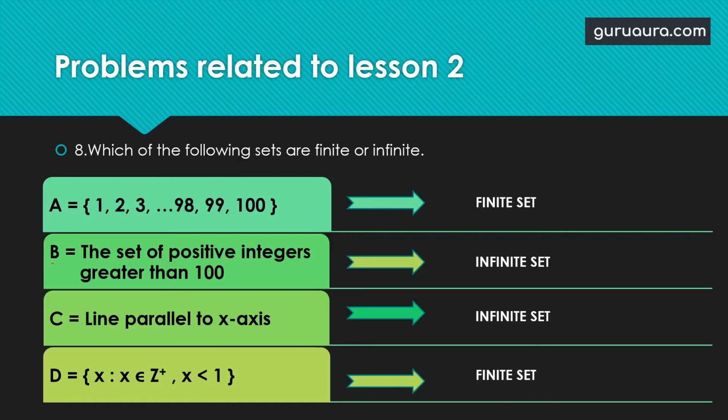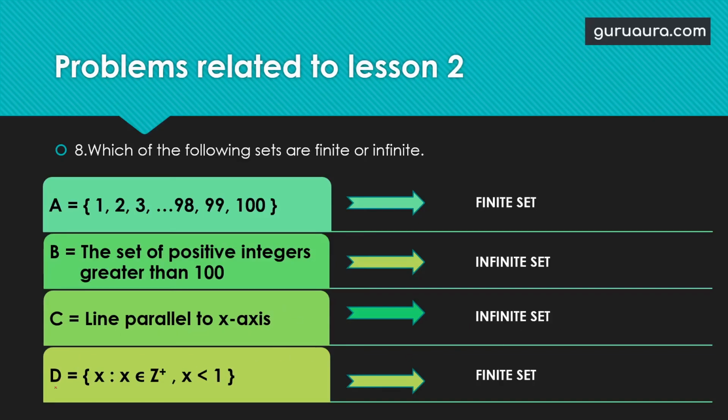Set B, set of positive integers greater than 100. Because there is no finite number of elements beyond 100, this is an infinite set. Okay, set C, line parallel to x-axis. There can be infinite number of lines parallel to x-axis. So this is obviously an infinite set.